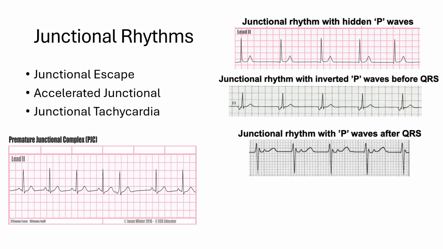You have various types of junctional rhythms, and that is going to be based on the heart rate. Your junctional escape is generally going to be 40 to 60 beats per minute. Your accelerated junctional is 60 to 100, and your junctional tachycardia is going to be any rate over 100. And obviously, you are going to want to treat the junctional escape if the patient becomes symptomatic.